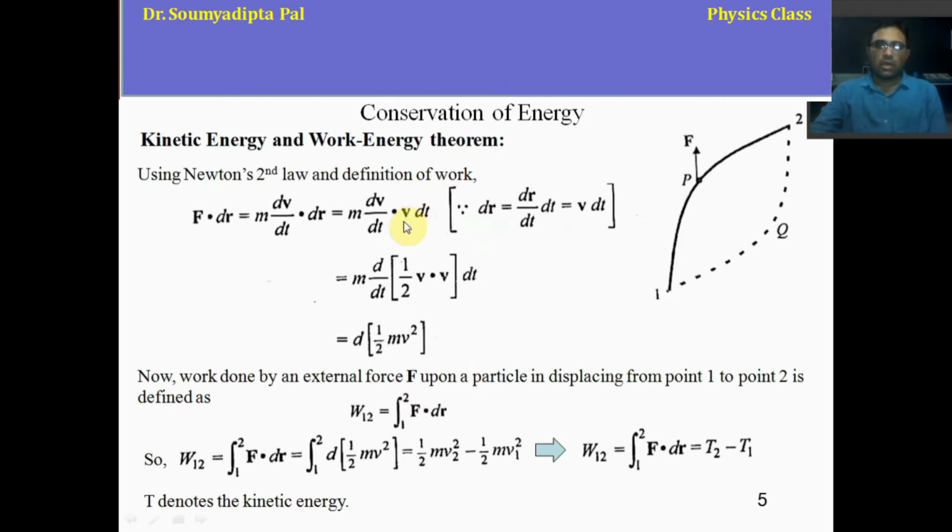Now here, how does this half come? Basically what we are doing here is writing v dot v, right? If you take the time derivative of this, there will be two terms: dv/dt dot v plus v dot dv/dt, and both are the same.